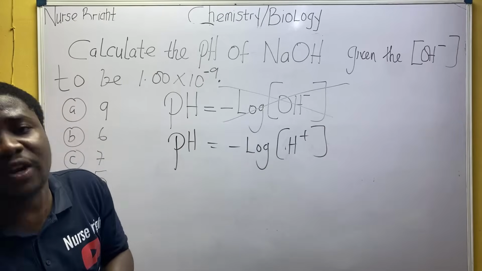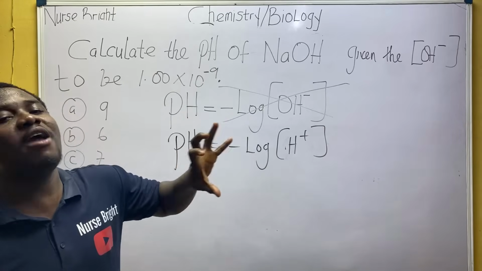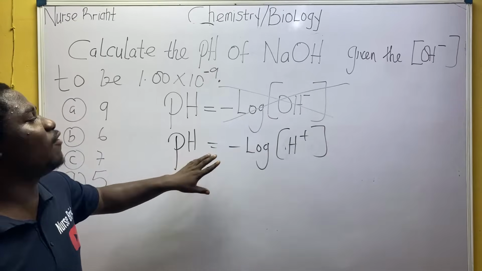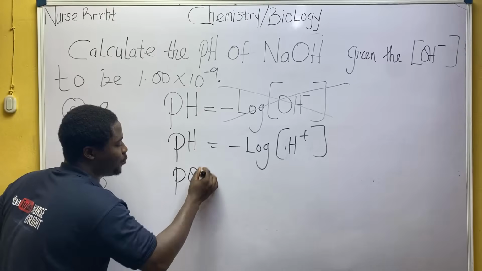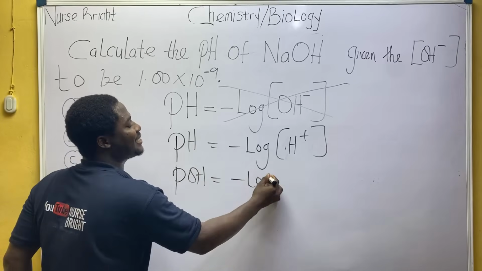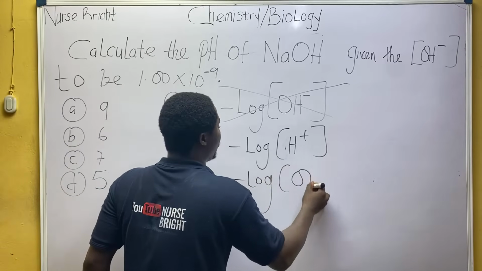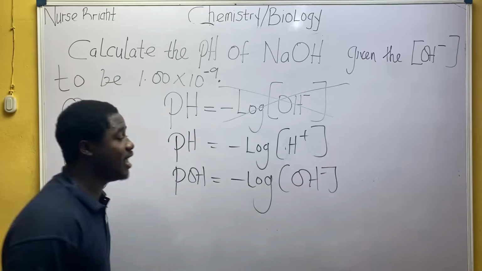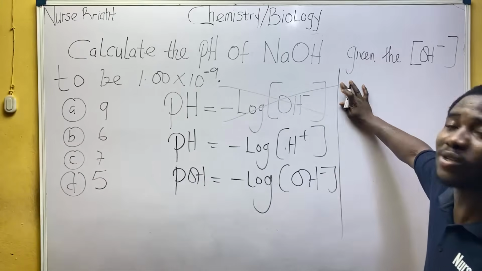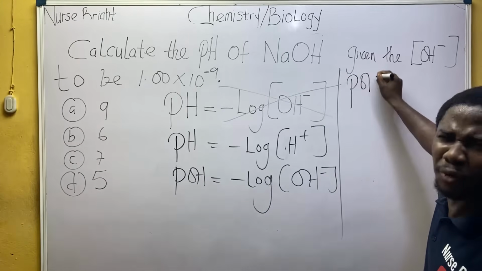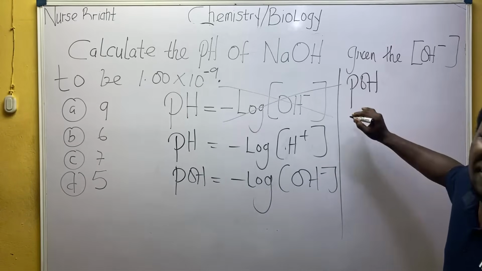But now, I'm aware they want to get pH, but the question is not straightforward. They gave us a value for a base instead of a value for pH. So what do we do? We simply calculate for our base, which is pOH, because it's pOH that has that minus log of [OH-]. So we calculate our pOH first. These are common questions that are so simple, giveaway questions.